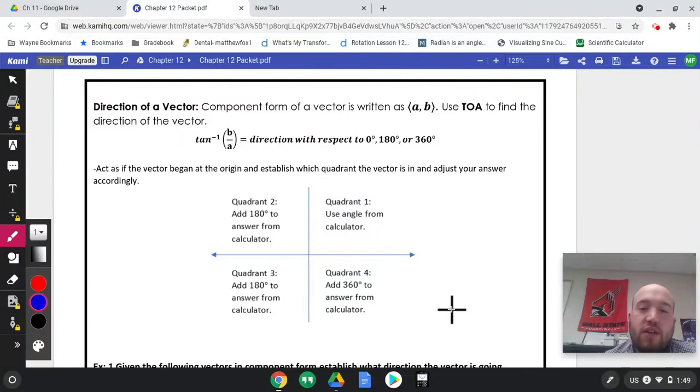Today we are going to continue on with vectors. If you haven't watched lesson 12.1, you're going to want to stop, go back, and watch yesterday's lesson, or else today there are going to be a few things that aren't going to quite make sense. Picking up where we left off yesterday, we have the component form of a vector.